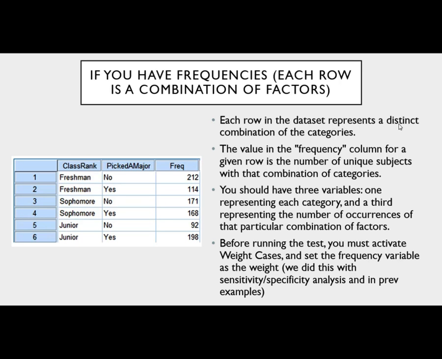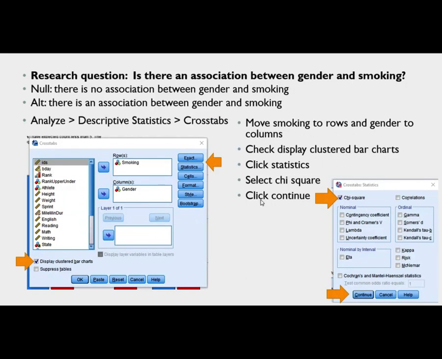Each row in the data set represents a distinct combination of the categories. The value in the frequency column for a given row is the number of unique subjects with that combination of categories. You should have 3 variables, at least: 1 representing each category and a 3rd representing the number of occurrences of that particular combination of factors. Don't forget, you have to weight the cases by the frequency. We've seen this before. This is not news.